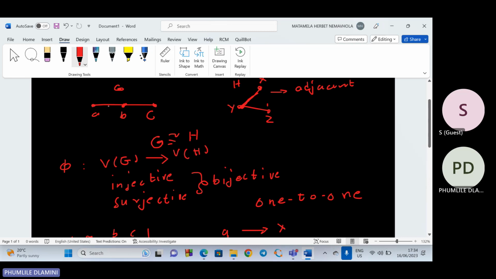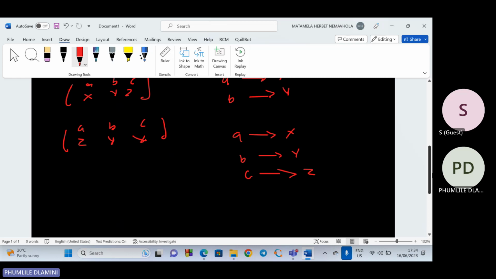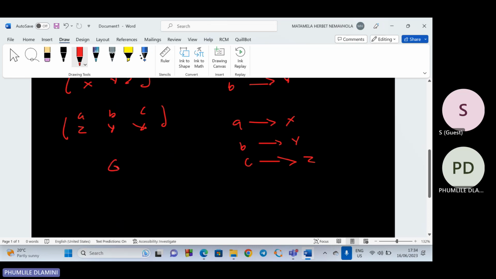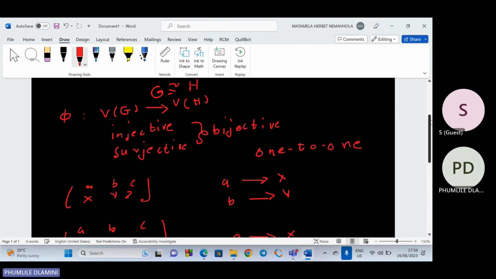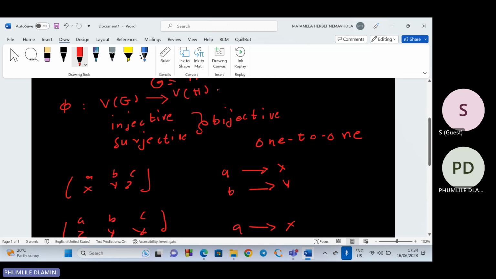And if you check also, A has one what? If we check the edges, you will find that it is 1, 2. The vertices are 3, also 3. If you check the degree, you will find that C has 1 degree, X has 1, this one has 2, this one also has 2, and C has 1, and Z also has 1. So we can conclude that G is isomorphic to H.